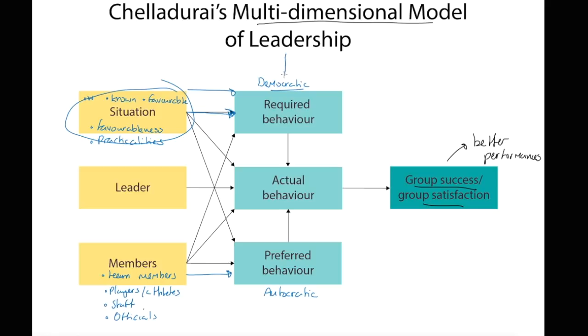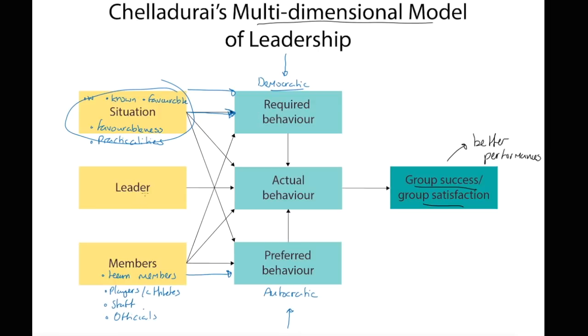Do you see now? If we look down here, we now have a disagreement, or what we call a dissonance. The required behaviour and the preferred behaviour could be different. Okay, and that could lead to problems for the leader, but more importantly, what does it lead to for the leader? The need to be flexible. Okay, the need to be flexible.